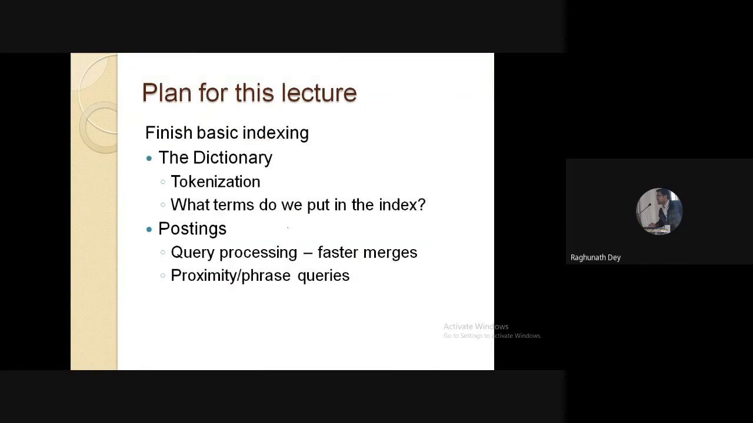Now the same basic concept of the indexing, we will finish it up by whatever the remaining portions of this basic indexing system we will discuss today, and also we will apply some query processing technique in later classes.